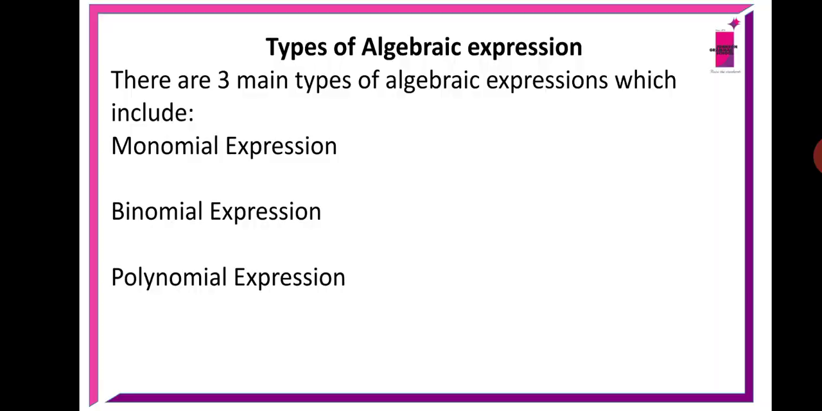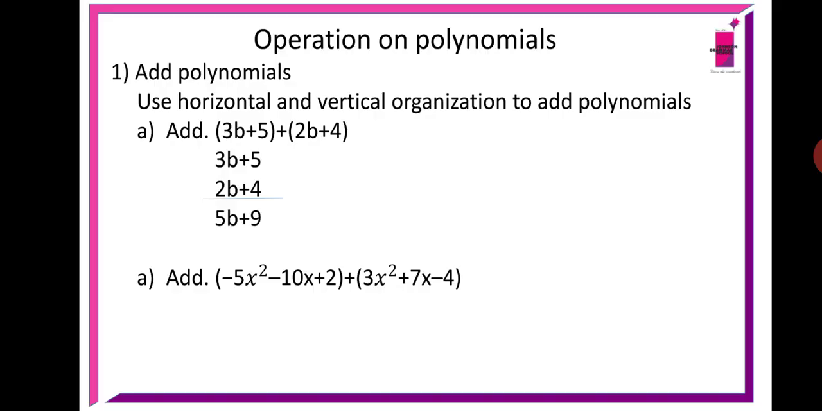So, types of algebraic expressions. There are three main types of algebraic expressions, which include monomial expression, binomial expression, and polynomial expression, or a trinomial and multinomial also you can call. Now operations on polynomials.